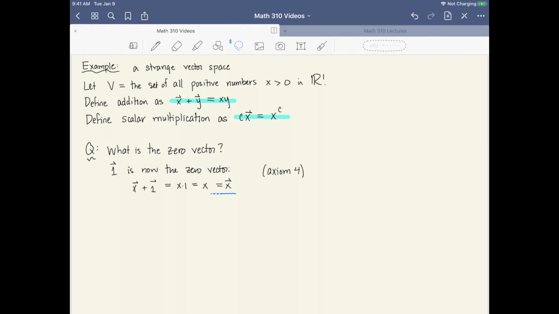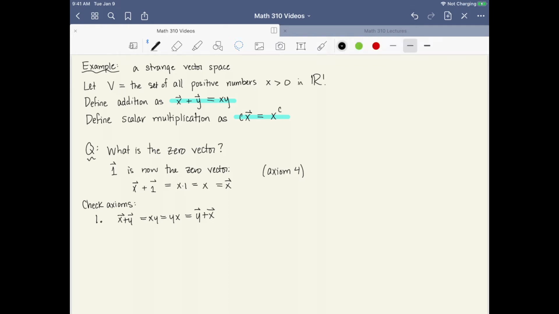Now, I encourage you to go through this vector space for practice and check all 10 of the axioms to prove that it's really a vector space. And you may find some of these on your homework. But I'm going to check some of the axioms right now. The first axiom is that when you add two vectors together, you better get a vector in your space. So this should be clear from the definition of vector addition. When we add together two vectors, we multiply x and y. x and y are both positive numbers. And so x times y, being a positive number, is also a vector in this space.